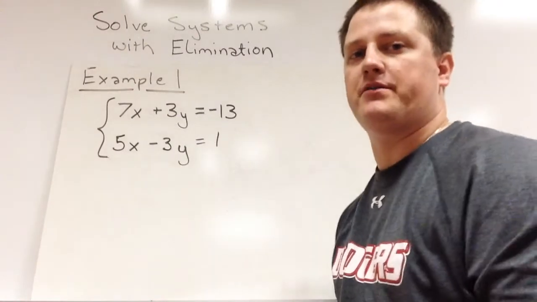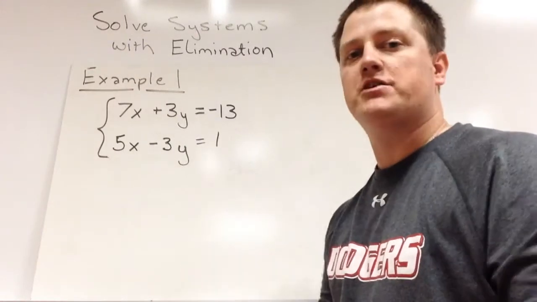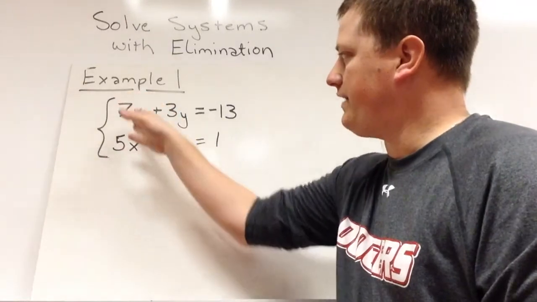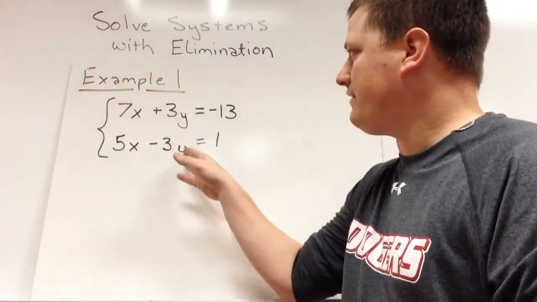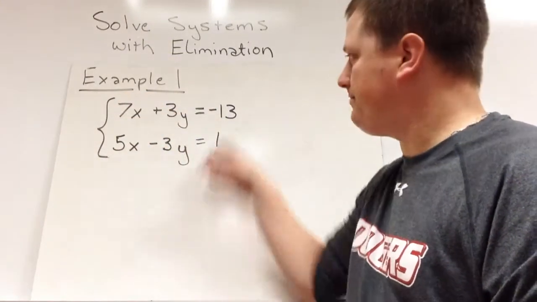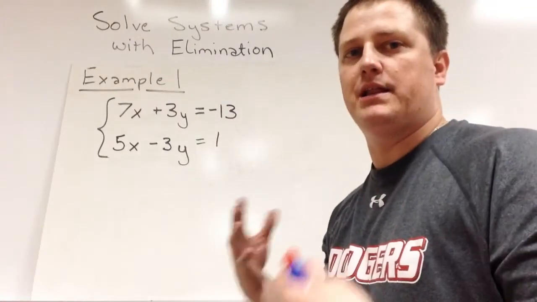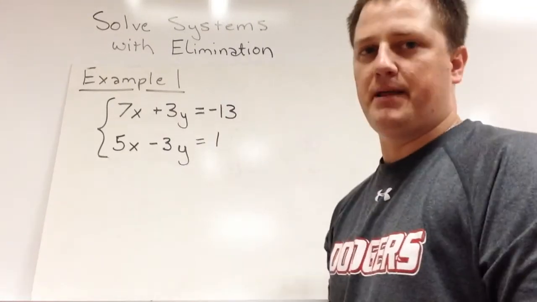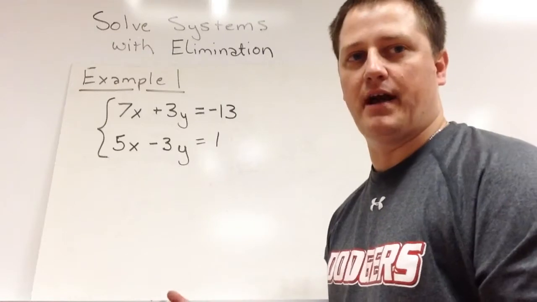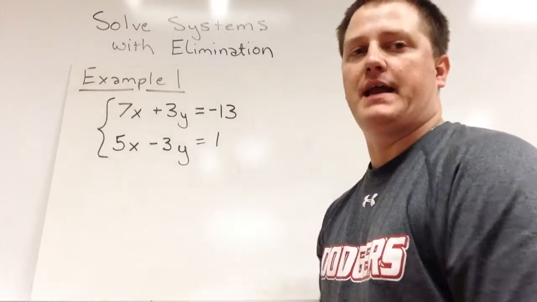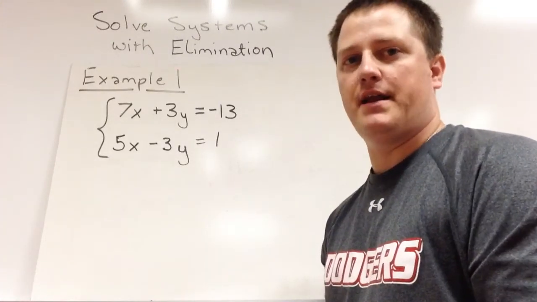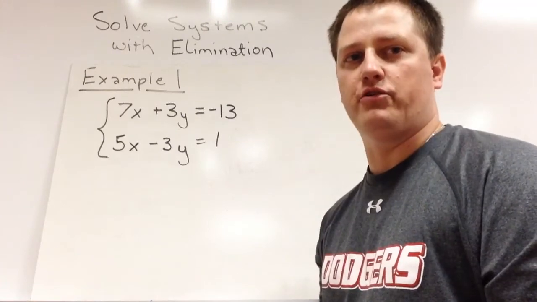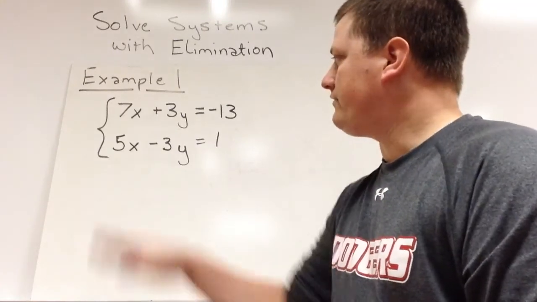Our first example is a pretty simple situation. First thing that we need to do is look: are the x's lined up? Are the y's lined up? Are the equal signs lined up? Are the numbers without variables lined up? All these things have to be lined up. The order doesn't matter, they just have to line up with each other. If they don't line up, use substitution. Alright, so these are all lined up.